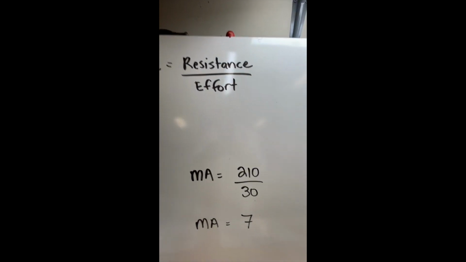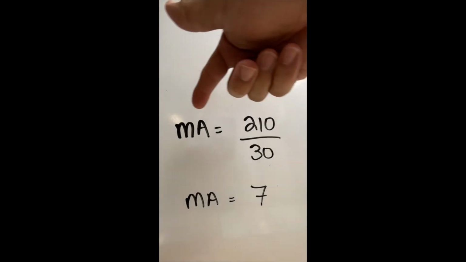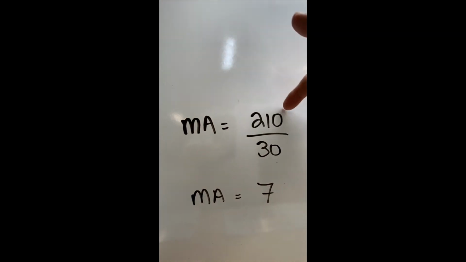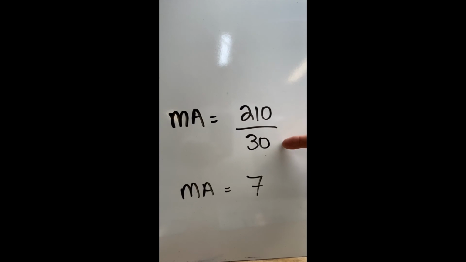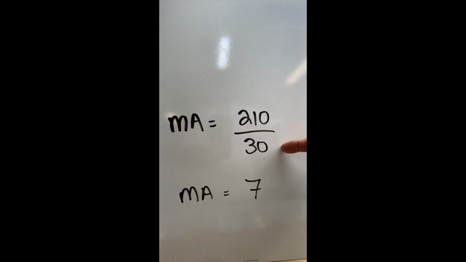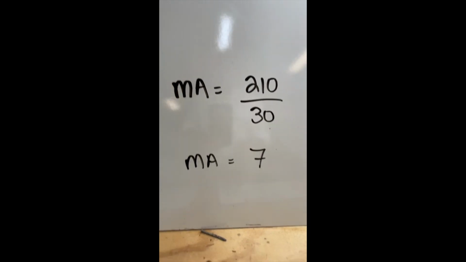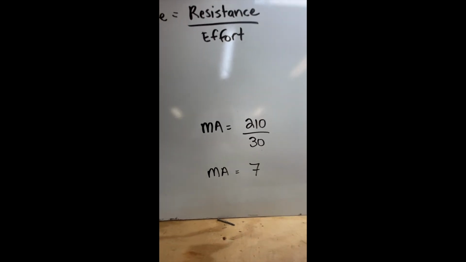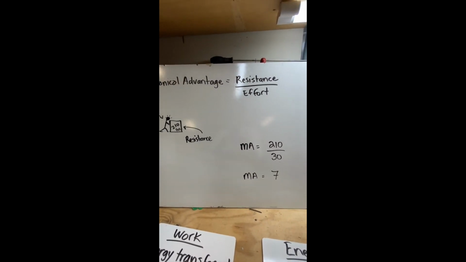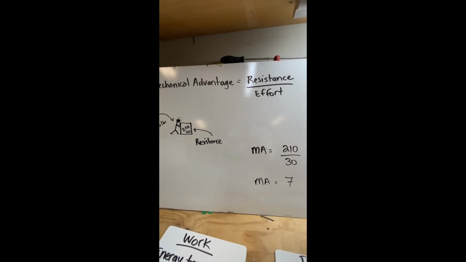So if we turn this into a math equation, mechanical advantage is the resistance, 210 pounds of weight, divided by effort, which is the 30 pounds, and then just a simple division, we come up with a mechanical advantage of 7. The 7 probably doesn't mean anything to you, but what that does for us is it gives us ratings of mechanical advantage that we can then use.